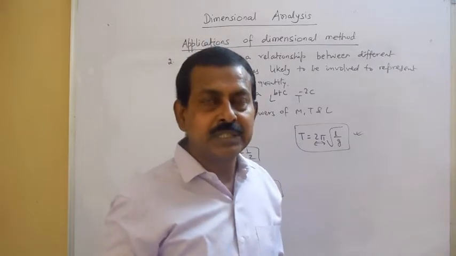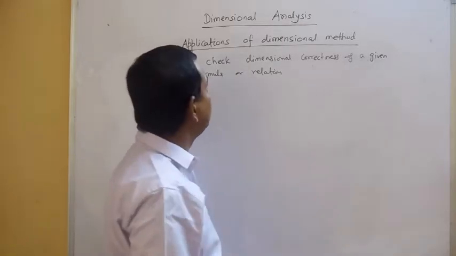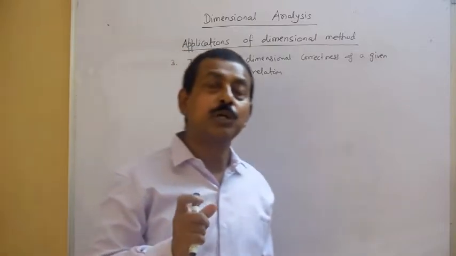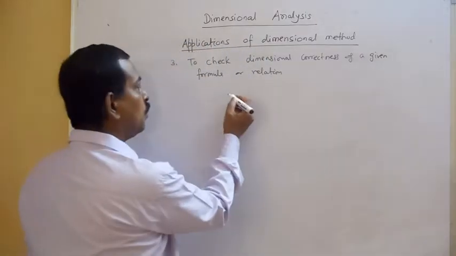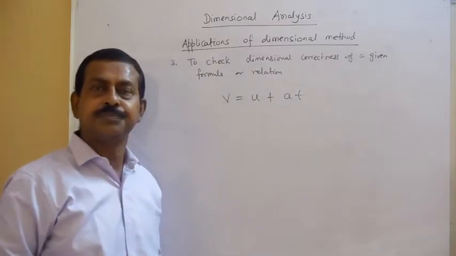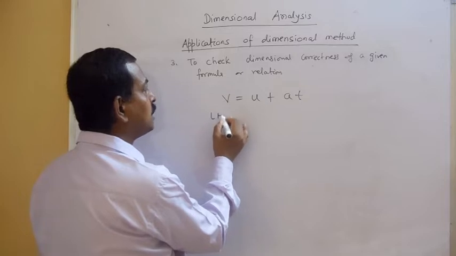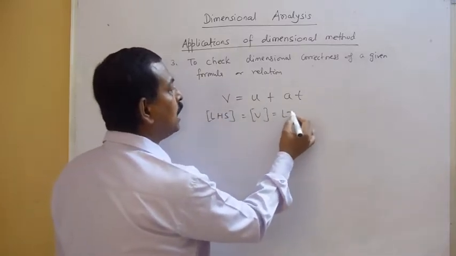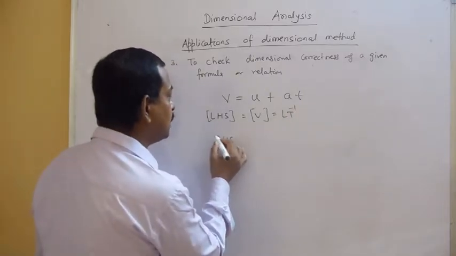Okay. Now let's take the third application of it: to check the dimensional correctness of a given formula or relation. Suppose we have one formula. We want to check whether it is dimensionally correct or not. Say, for example, we want to check the dimensional correctness of the formula V equals U plus At. Now, in this one, we'll take the dimensions of both sides. So, first we'll take the dimension of the left hand side. It is the dimension of V, which is LT power minus 1. Now, let's take the dimension of the right hand side.